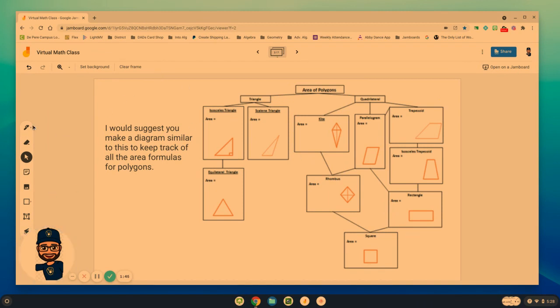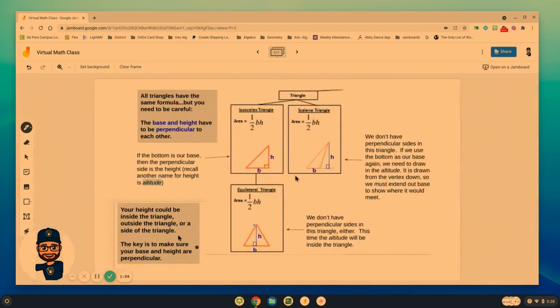Today, we are only focusing on the triangles up here. These three different types of triangles: isosceles, scalene, and equilateral. The formula is the same for all of them. Okay, and that's what you need to know. The formula is the same: 1/2 base times height, or base times height divided by 2.